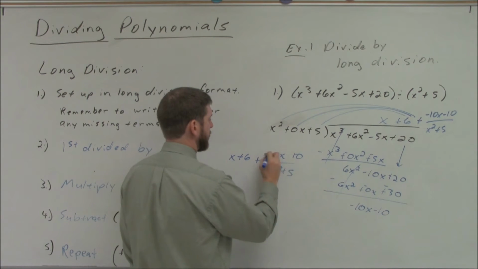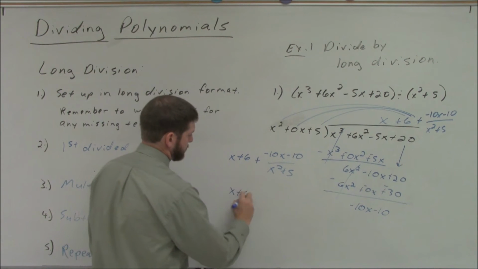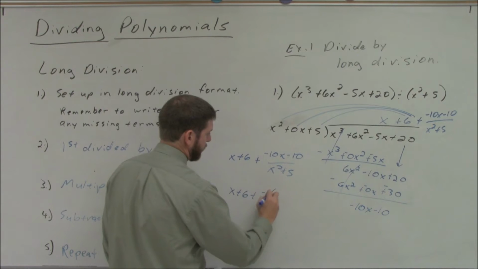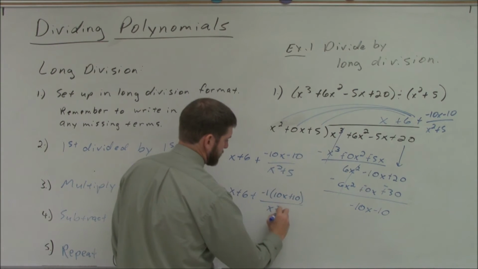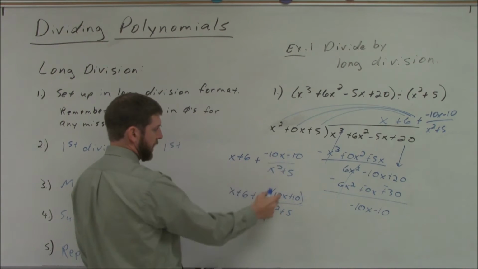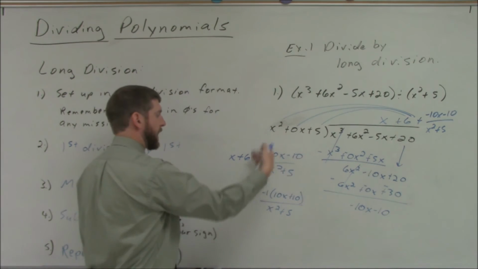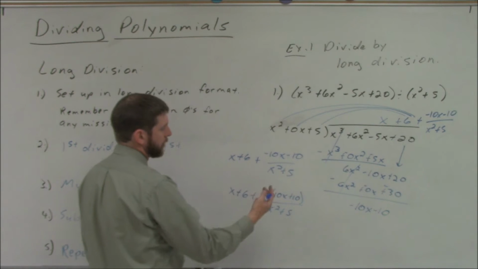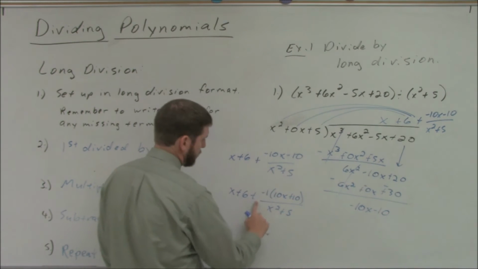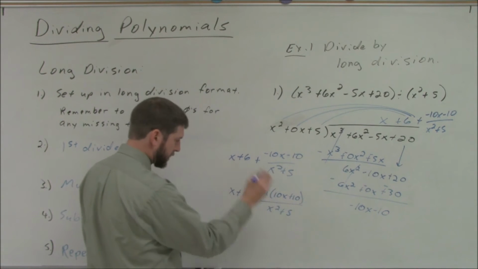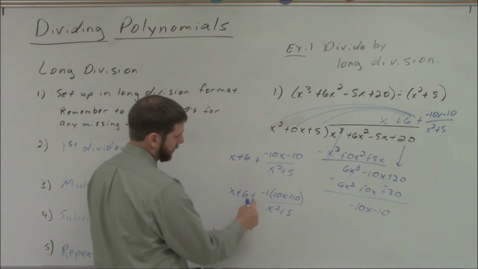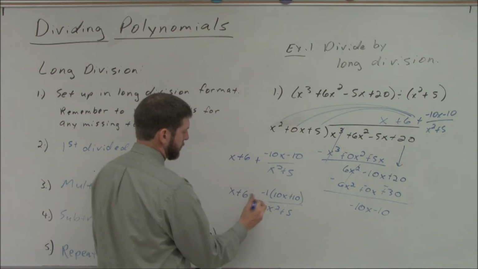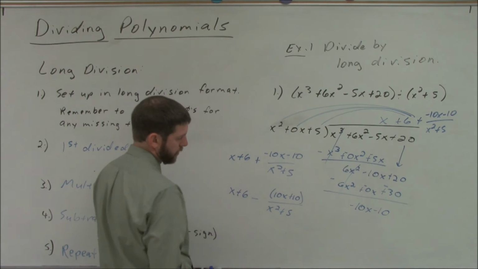So what I have is x plus 6 plus negative 1 times 10x plus 10, all over x squared plus 5. This and this are equivalent statements. I'm factoring a negative 1 out, which I could put on the top or on the bottom, it doesn't matter where it is. So the plus a negative makes the whole fraction a minus, and we're left with that expression right there.